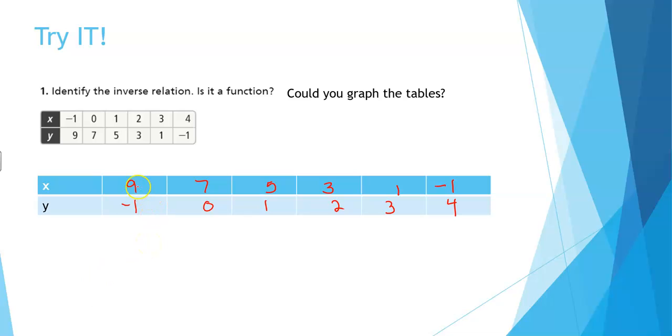So I can see that I have unique x's, and that's all I need to know. If the x's are all unique, it doesn't matter what the y's are. So it is a function. And you could graph those points and see it too. It'd be a little random. I don't think this actually is an algebraic function.